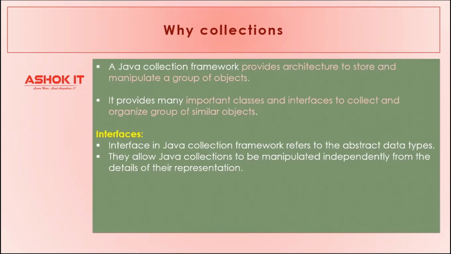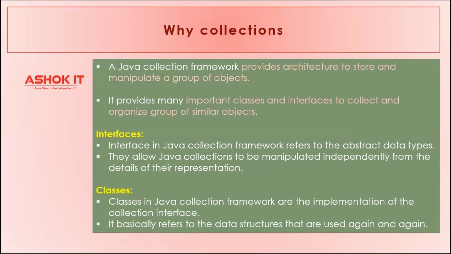Interfaces in Java collection framework refer to the abstract data types, which allow Java collections to be manipulated independently from the details of their representation. And classes in the collection framework are the implementation of interfaces. And they refer to the data structures that are used again and again to store the data in the form of objects.